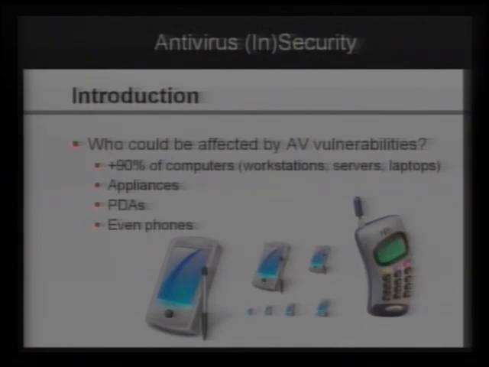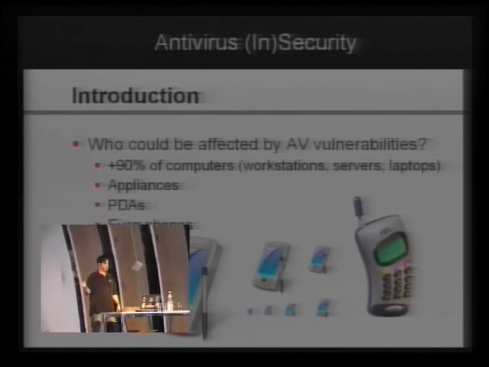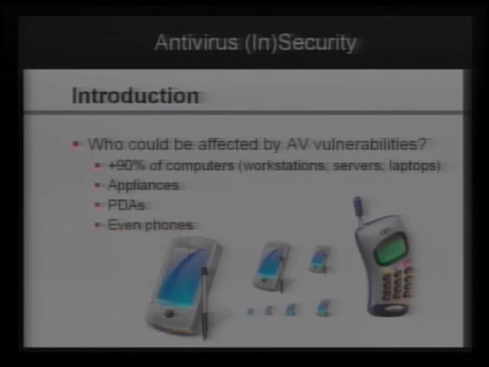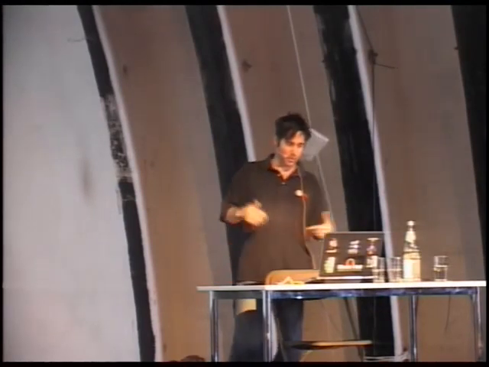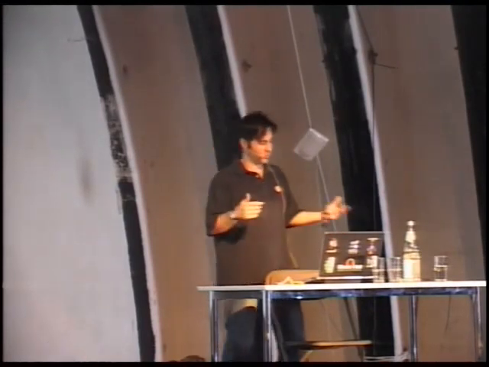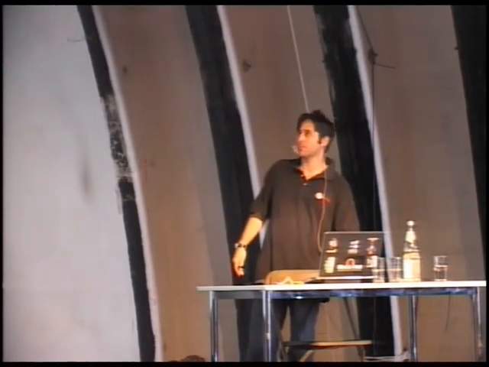So where can we also find antiviruses now? We can find them obviously in appliances, but basically in more than 90% of all the computers, servers, laptops that are around, in appliances, PDAs, and even phones. So nowadays, with Windows CE and these other solutions, we have antivirus solutions even on the phones.